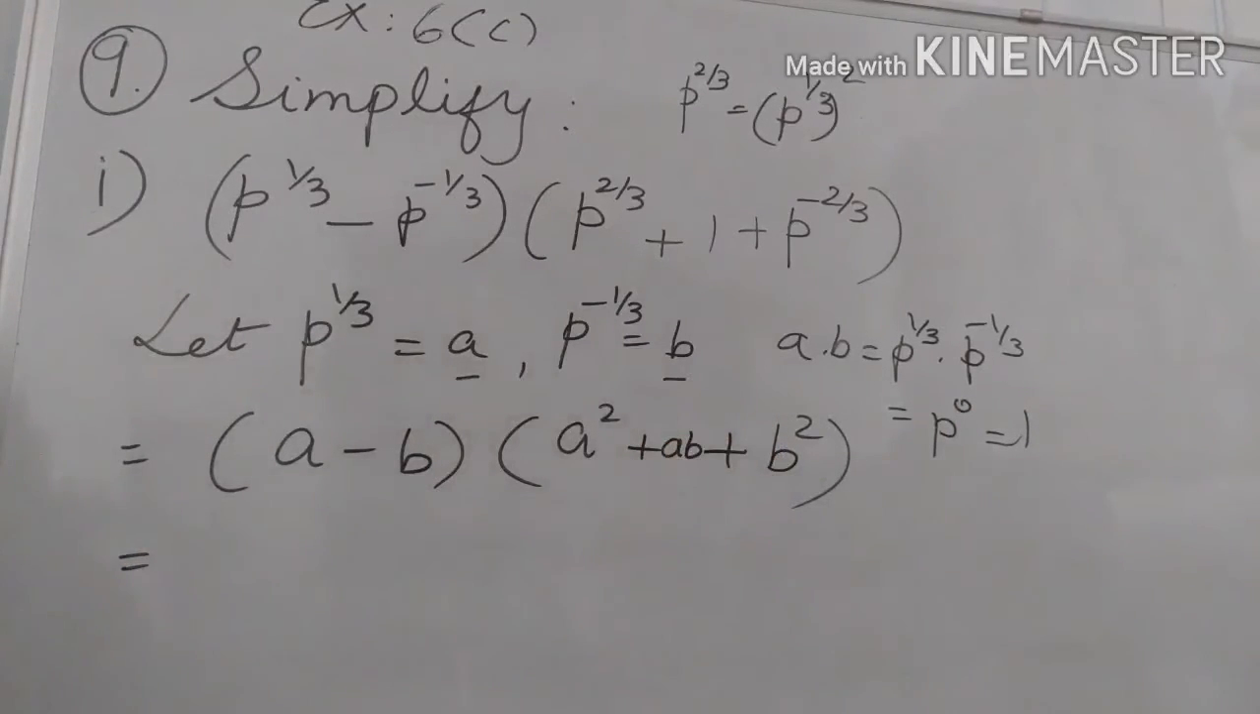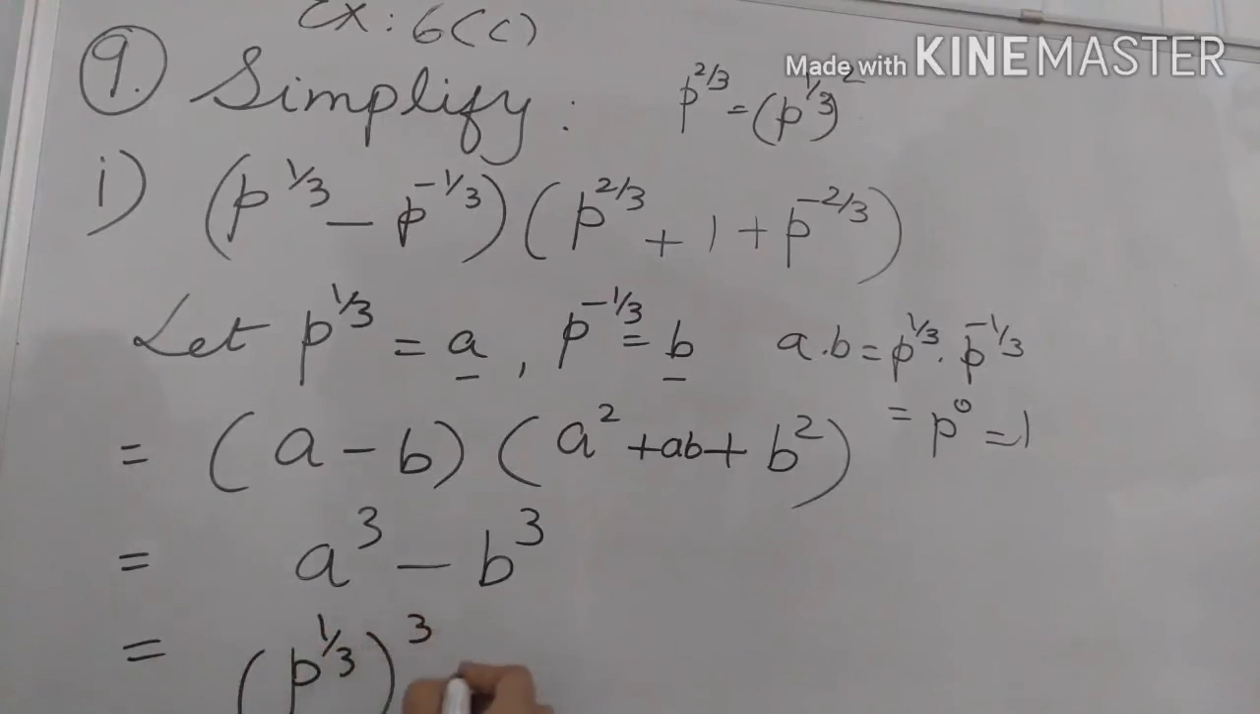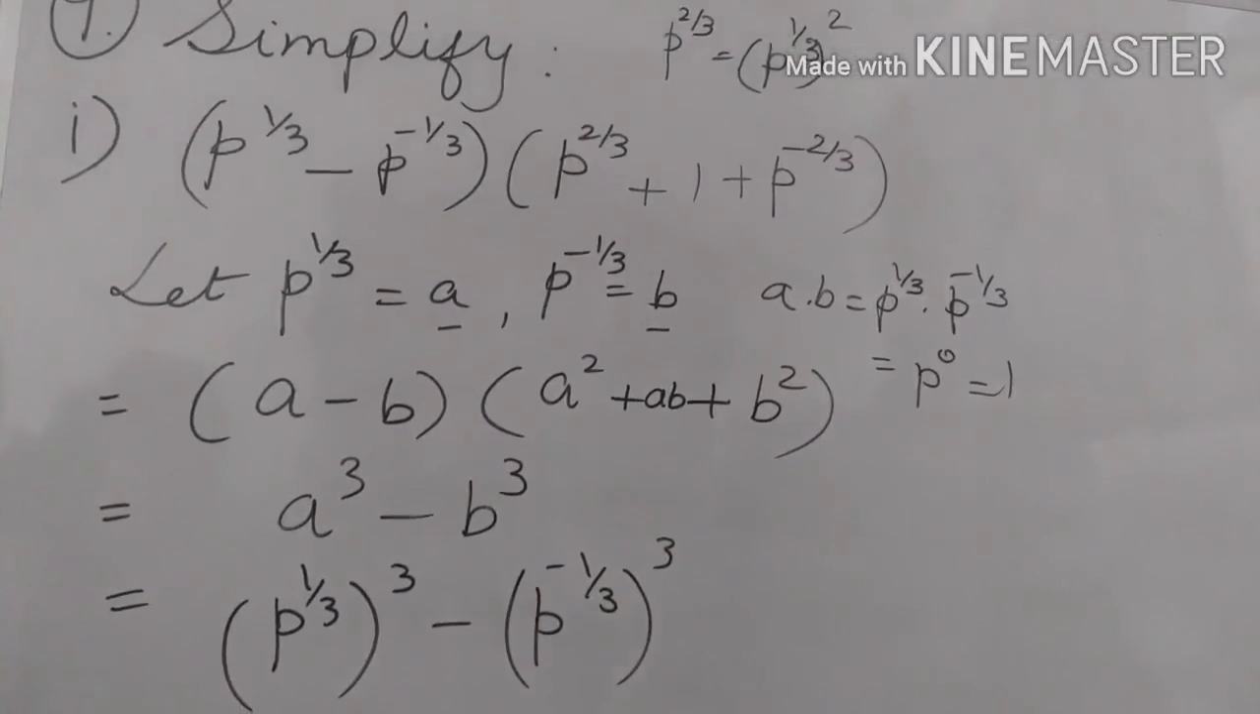Now the next step is, these two brackets are the expansions of A cube minus B cube. So here I have written using our expansion properties. Now the value of A here, that is p raised to 1 by 3, minus here p raised to minus 1 by 3, whole cube. This way we have to keep the values.